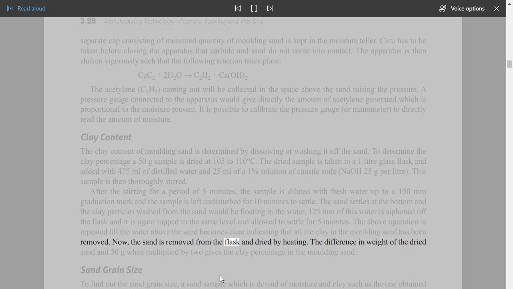Now, the sand is removed from the flask and dried by heating. The difference in weight of the dried sand in 50 g when multiplied by 2 gives the clay percentage in the molding sand. Sand grain size.